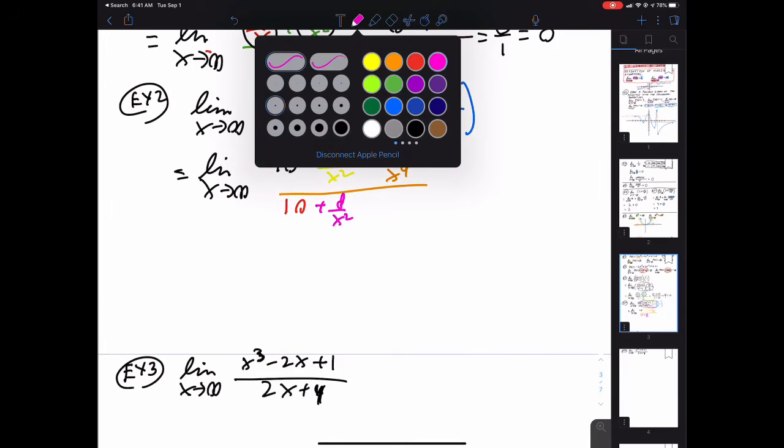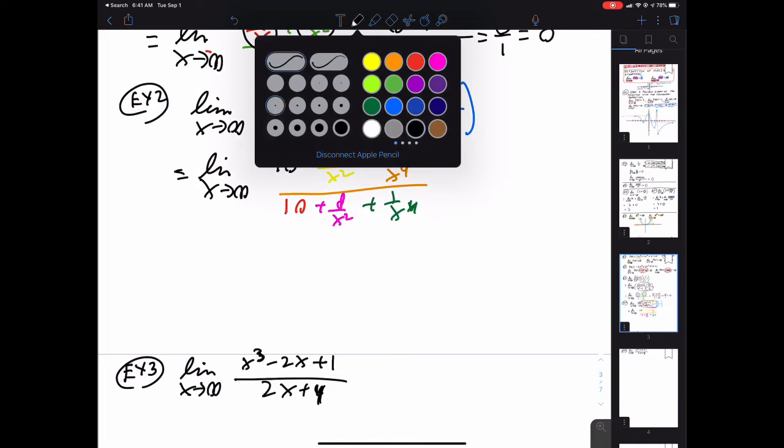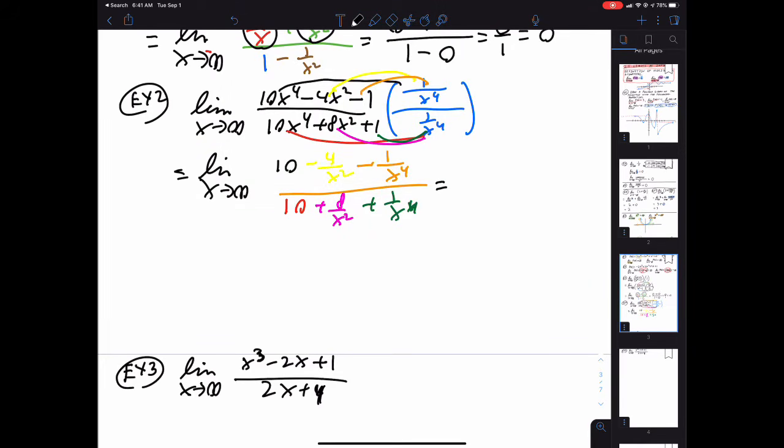And then green: 1 over x to the 4th. And this becomes pretty easy. So 10 is 10. 4 over x squared, that's going to be 0. 1 over x to the 4th, that's 0. Again, the principle: you have a constant number of pizzas split between an infinite number of people. No pizza for you. So our answer is going to be 1.